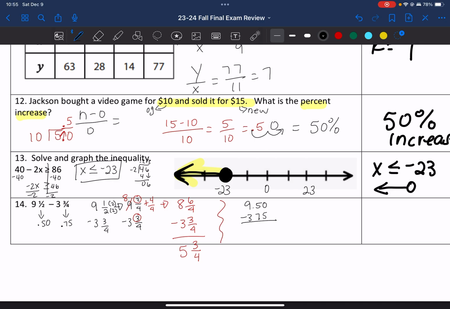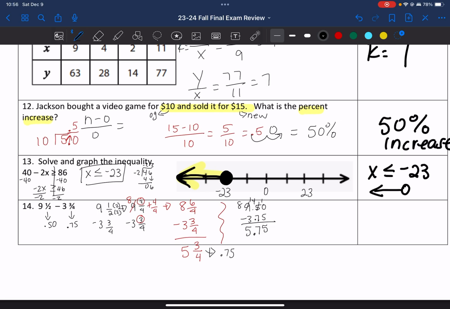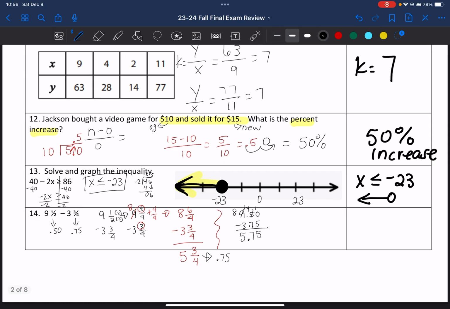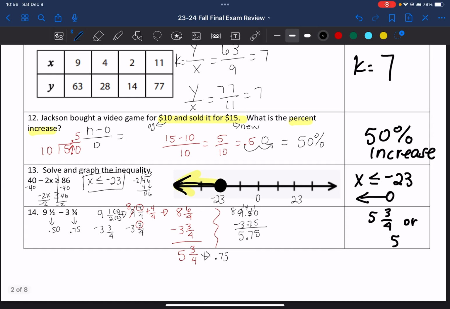3.75. Okay. And then here, we're going to have to borrow. 10 minus 5 is 5. 4 minus 7 can't do. We have to borrow. 14 minus 7 is 7. 8 minus 3 is 5. There we go. That's correct. So here, our answer is still 5.75. And if we look over here, we know that this can be changed to 0.75. Okay. So your answer is going to be 5 3/4 or 5.75.